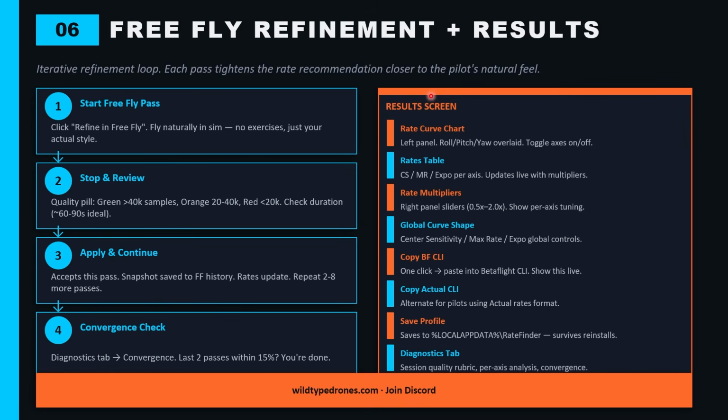Then after those 3 passes, we're going to change the global curve shape. So we're going to amend the center sensitivity, we're going to amend the expo, we're going to amend the max degrees per second, whatever you feel might work, right? So that's sort of the general workflow, and let's get to it.